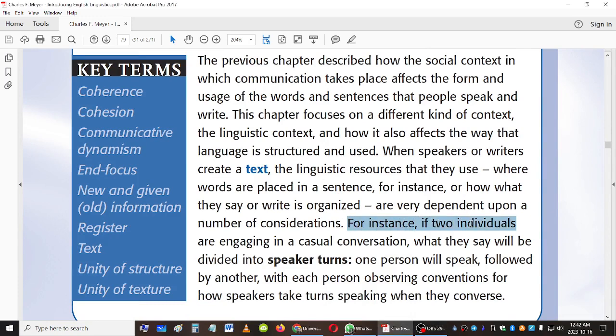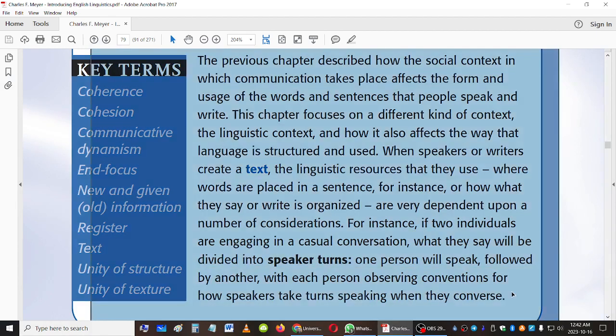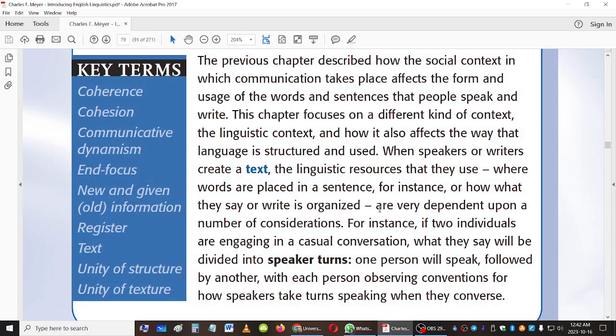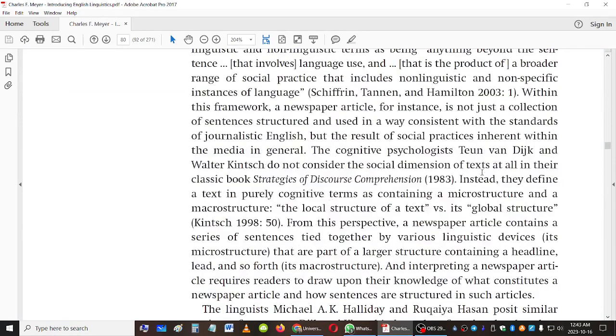If two individuals are engaging in a casual conversation, what they say will be divided into speaker turns. One speaker will speak, followed by another, with each person observing conventions for how speakers take turns speaking when they converse. This is the one thing that I believe it is better to explain the way our book brings it.